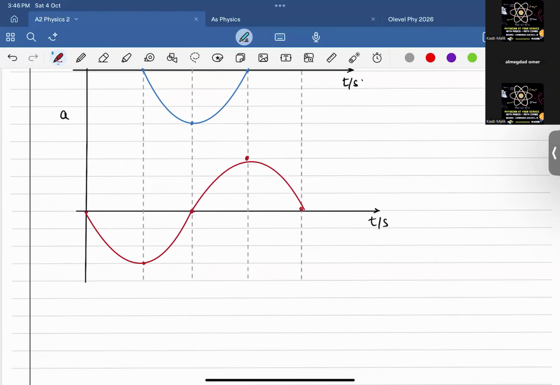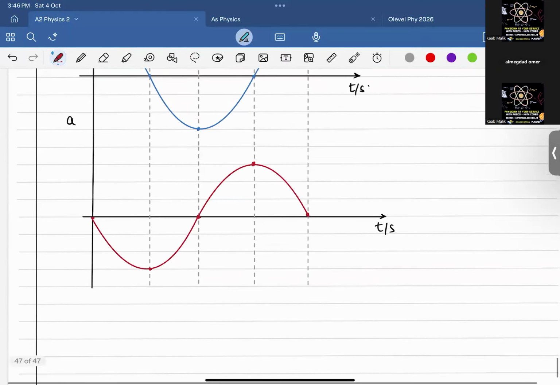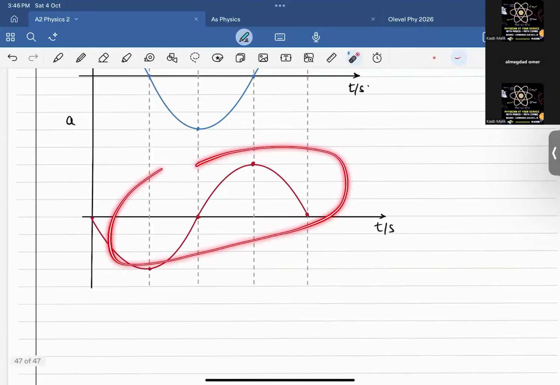Sorry, not the velocity, the acceleration time graph looks like this. Okay, so this is the acceleration time graph. Can you tell me which function this one is?